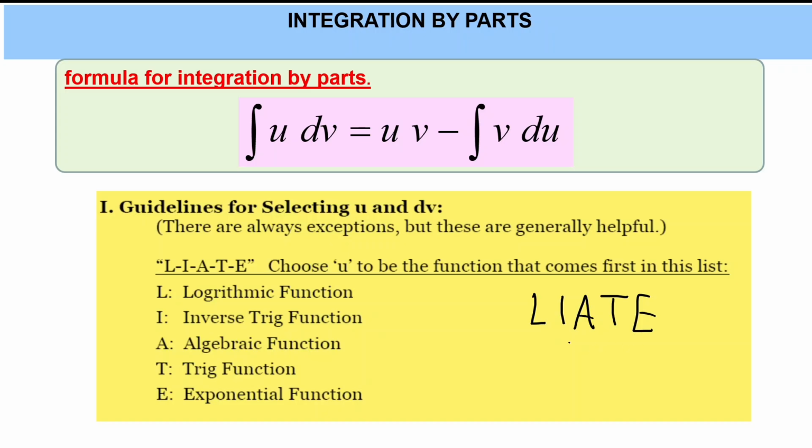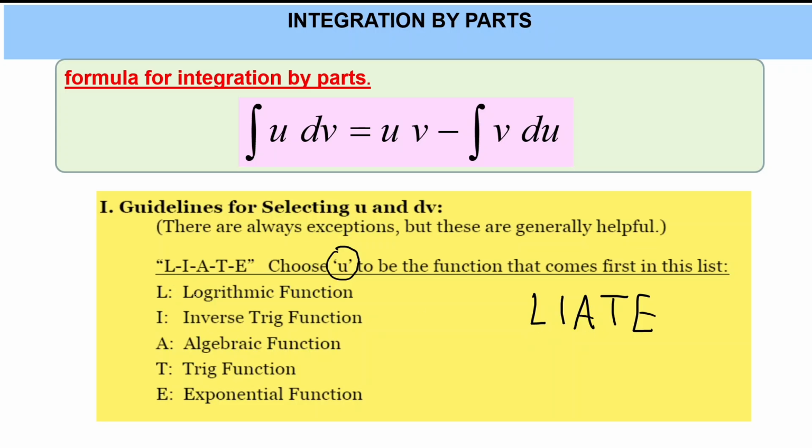Now, these are some of the famous functions that we see in our questions. According to this guideline, it helps us decide which one to use as u. What should be your assumption to be u? Then for sure, the remaining part will act as dv. Now, LIATE, what do these letters stand for?